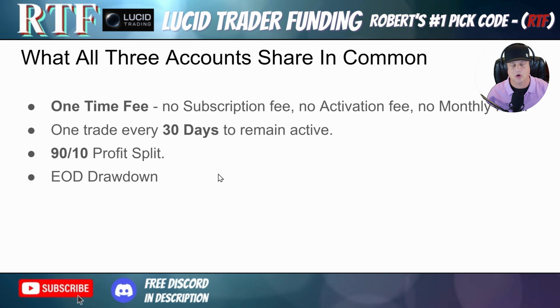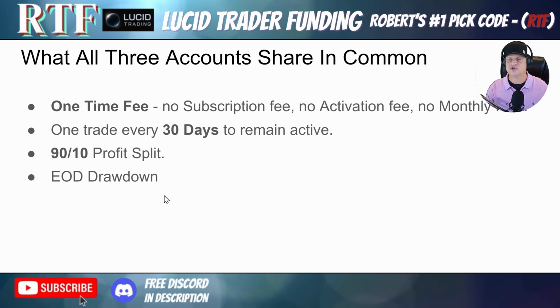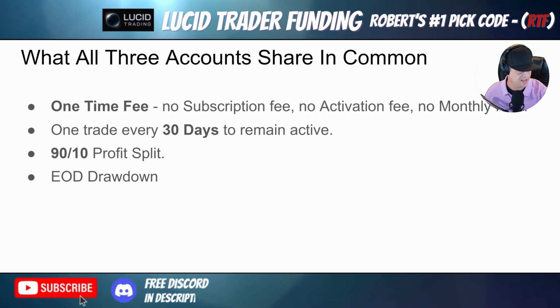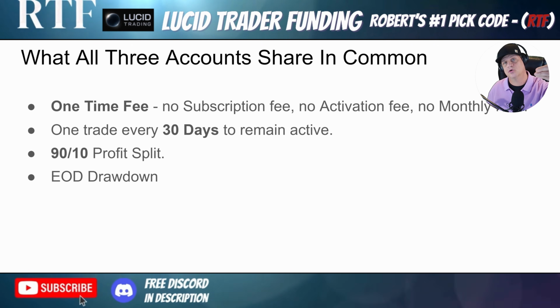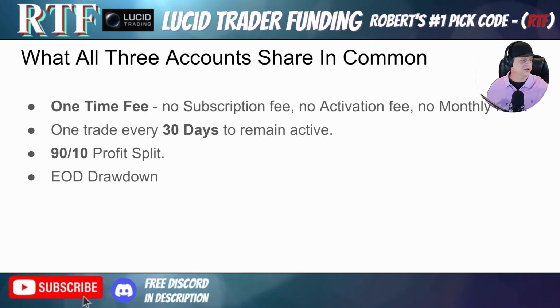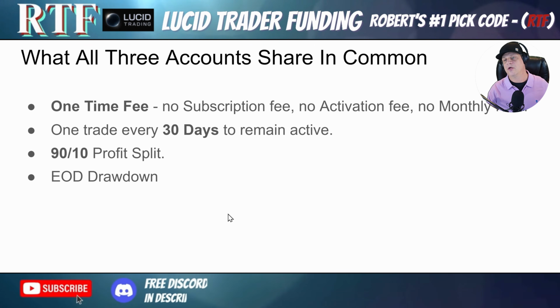Then all the accounts also have the end of day drawdown, which is really great. This is one of my favorite things about the Lucid accounts. Your maximum loss limit is going to be calculated at the end of each trading session, and it's not calculated during the day. So the system tracks your highest closing balance, and that will be where you get your trailing max loss limit, trailing drawdown from. I'll link another video here on the screen that talks more about the end of day drawdown. It's really great. It's better than the intraday drawdown.